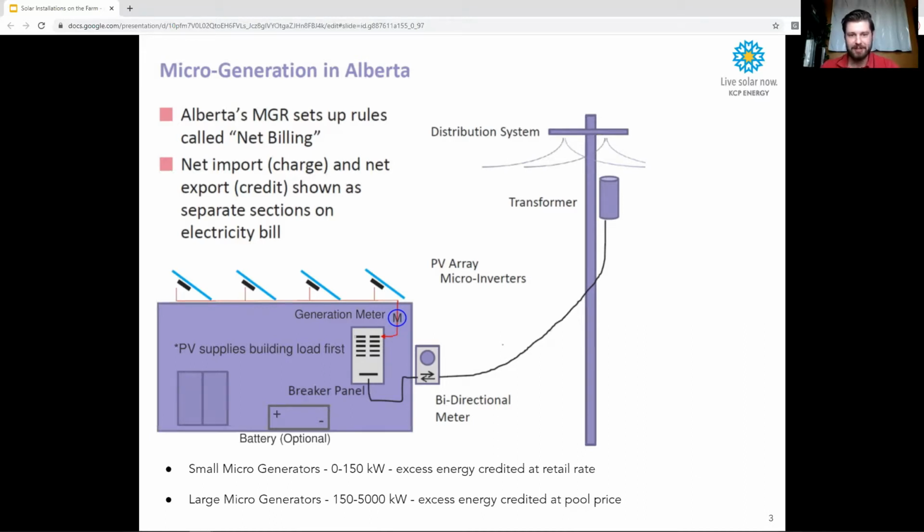So now that we understand a little bit about how microgeneration works and the different types, we can look at how you would actually go about sizing a solar energy system for microgeneration.